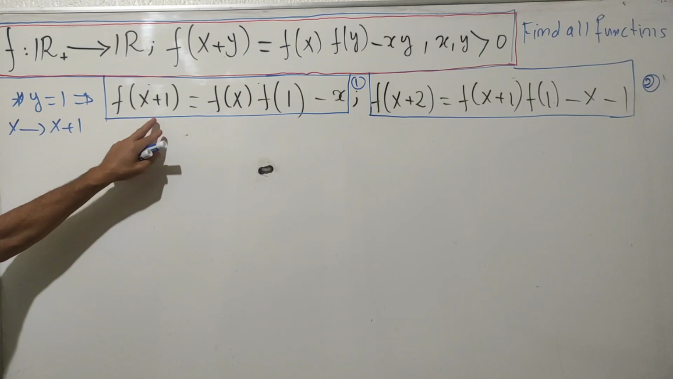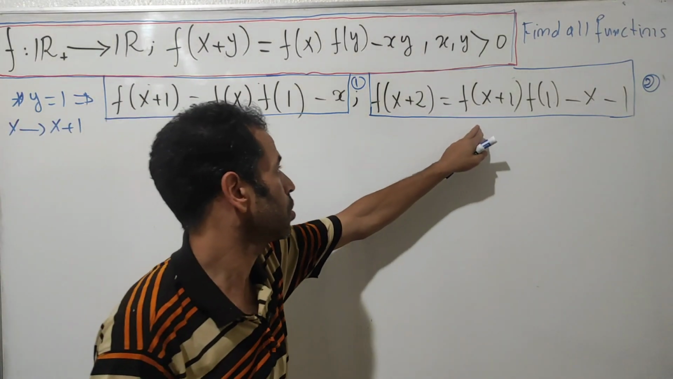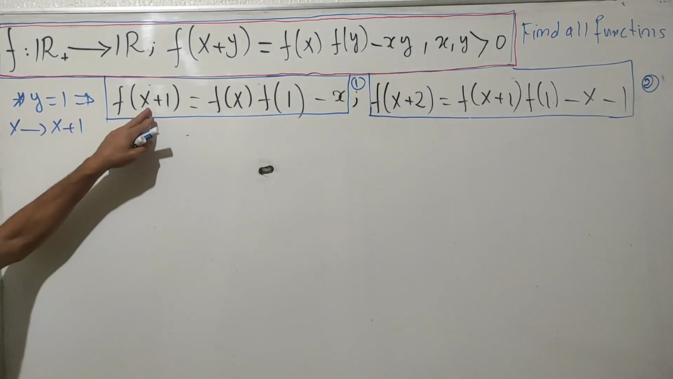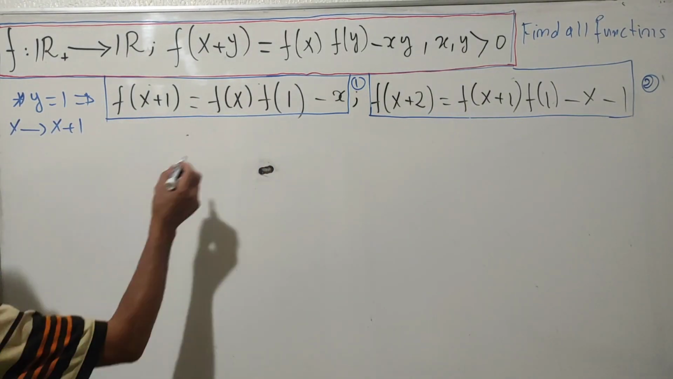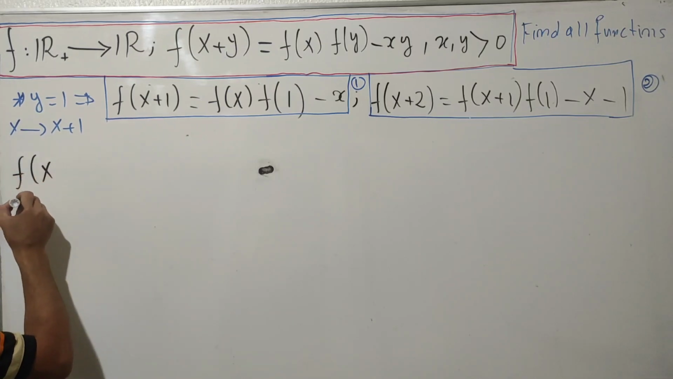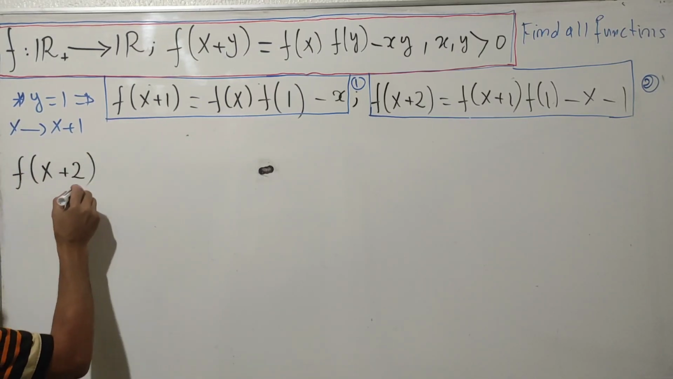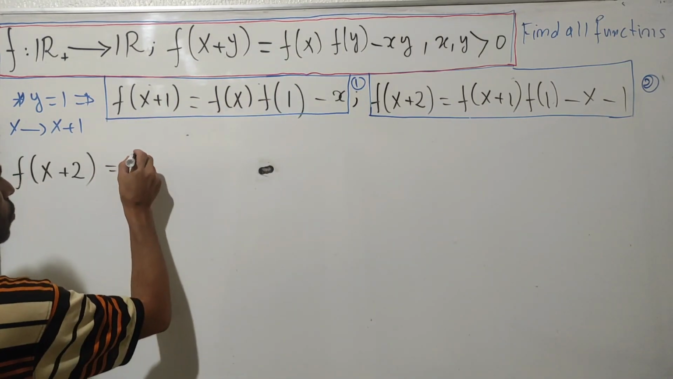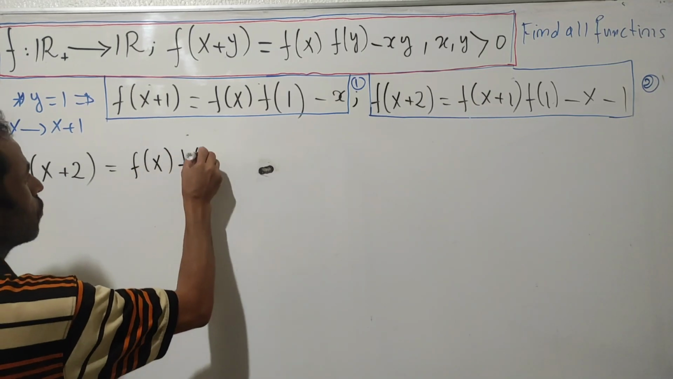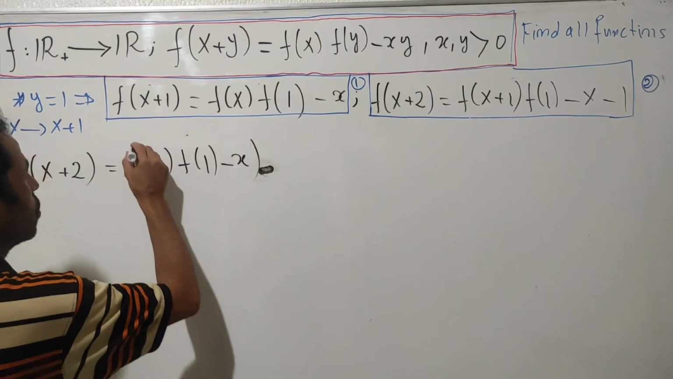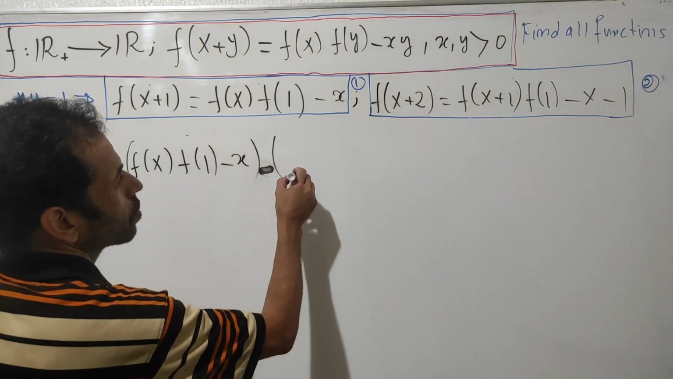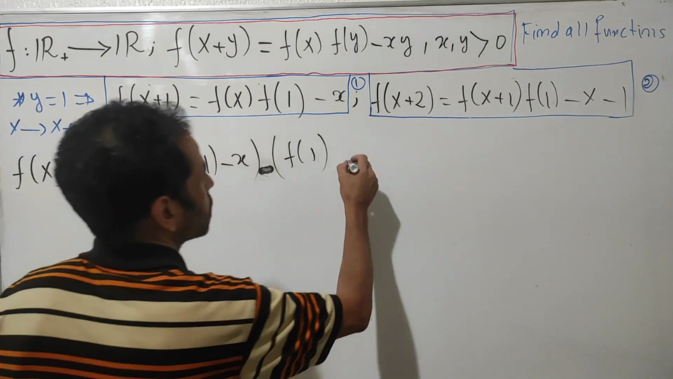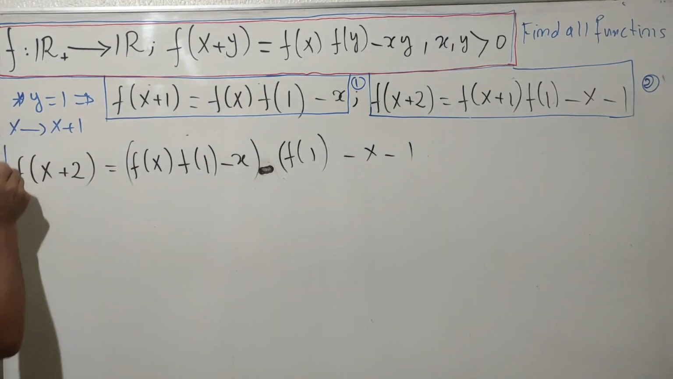I'm going to insert equation number 1 into equation number 2 by replacing f of x plus 1 by its value. So I get f of x plus 2, working on equation number 2, which equals f of x plus 1, and I'm going to take this value, which is f of x multiplied by f of 1 minus x, all multiplied by f of 1 minus x minus 1. This is equation number 3.